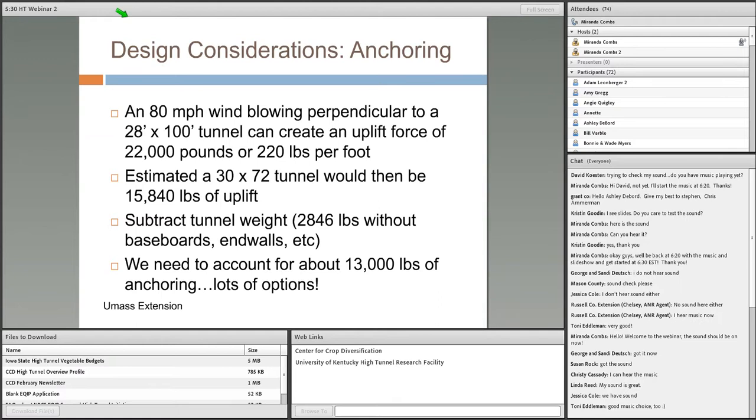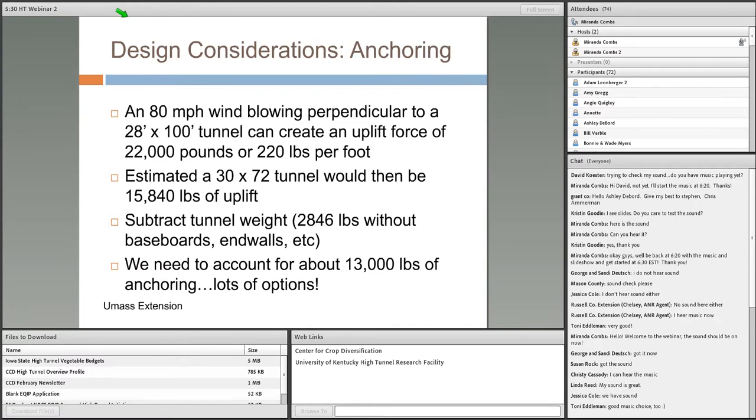But some conservative numbers that we found out there show about 220 pounds of uplift per foot in quite a heavy wind, so an 80 mile an hour wind. So once you account for the weight of the tunnel, we're really talking about anywhere from 12 to 15,000 pounds of anchoring that you want to account for.